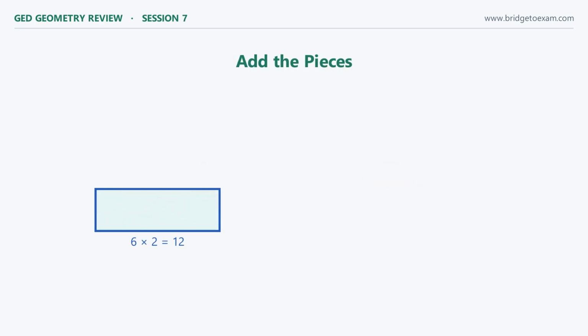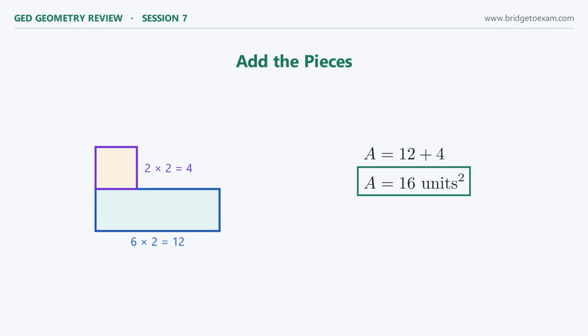Let's add. This L shape splits into two rectangles. The bottom piece is 6 by 2, which is 12. The top piece is 2 by 2, which is 4. 12 plus 4 gives 16 square units.